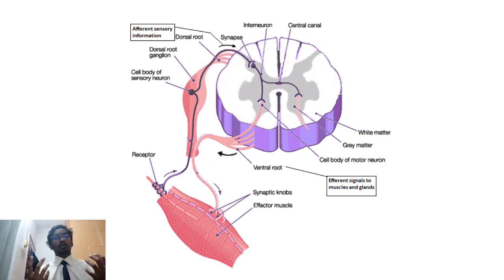If you want to know why our left brain controls the right side of our body, while the right brain controls the left side of our body, it is because these tracts cross over at one point. That's all from me. Thank you.